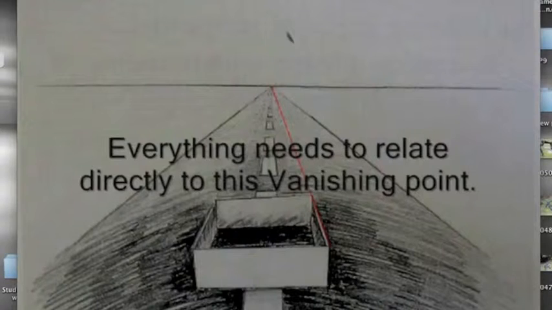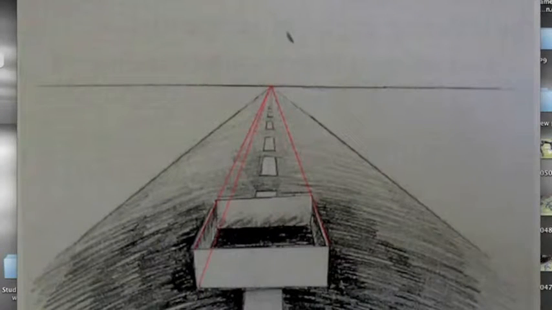Everything in your drawing needs to relate directly to the vanishing point. As you can see, all the sides of the box, the tops and the bottoms of the box, line up to the vanishing point. Even the lines on the road will line up to the vanishing point.